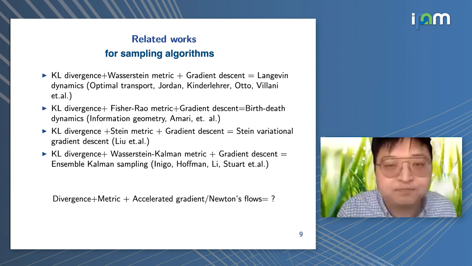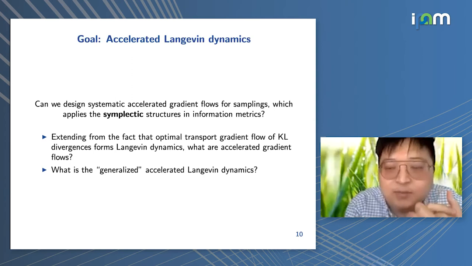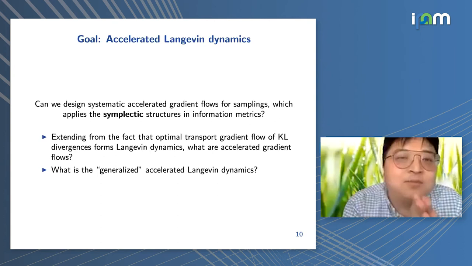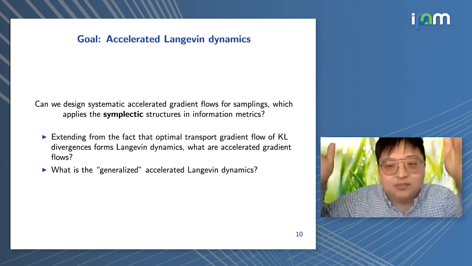So can we design systematic accelerated gradient flows for sampling, which apply symplectic structures in information metrics? Once you have a metric, what do we mean by metric? Metric means you have a Hamiltonian structure to play with. Of course, Manhattan is the L1 Hamiltonian, Euclidean is the L2 Hamiltonian. The Hamiltonian may depend on some state variable, which is more interesting. It's kind of like Riemannian or sub-Riemannian, whatever. These are the different Hamiltonians we are interested in.